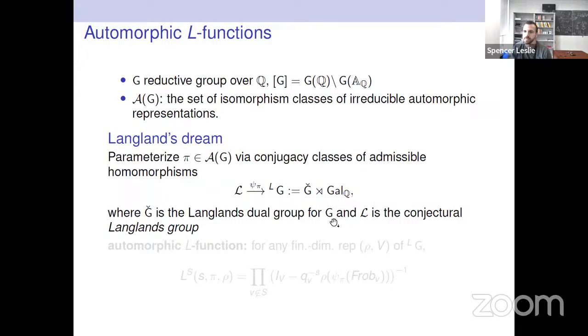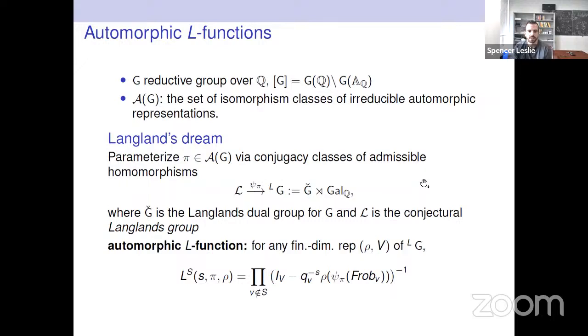So this is a dream. I mean, L is not even known to exist, but this is the hope, generalizing the idea of parameterizing via Galois representations. And if you have such a picture, then you can define an automorphic L function for any finite dimensional representation of this L group. This L group has natural maps from the Galois groups of the various localizations, so you could take a Frobenius element at all but finitely many places, look at the image in this dual group, and then let that act on this representation via rho.